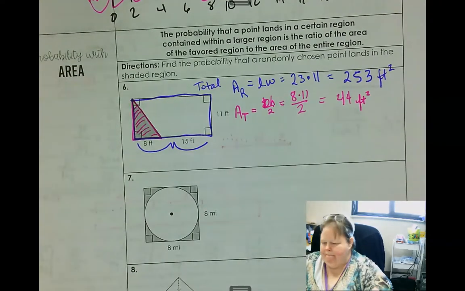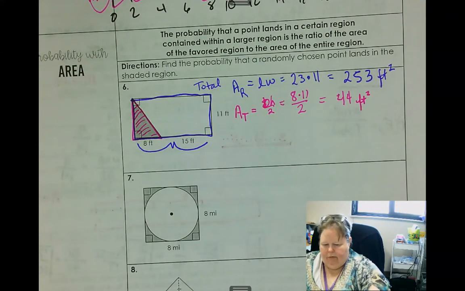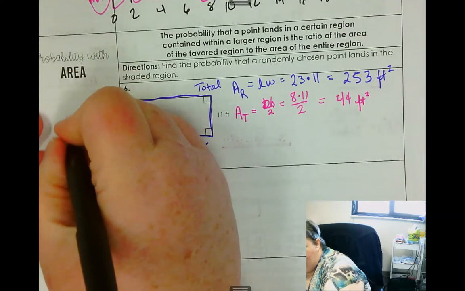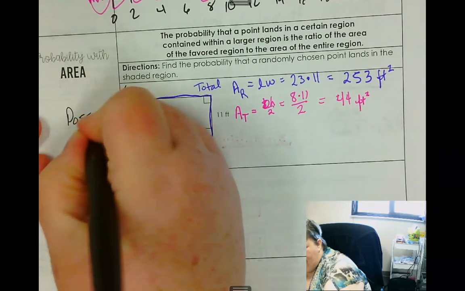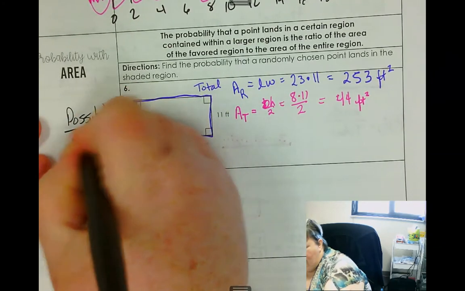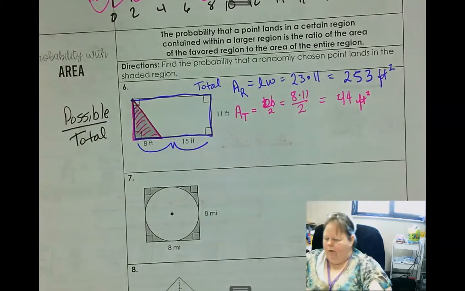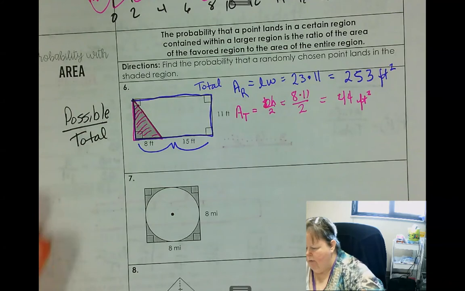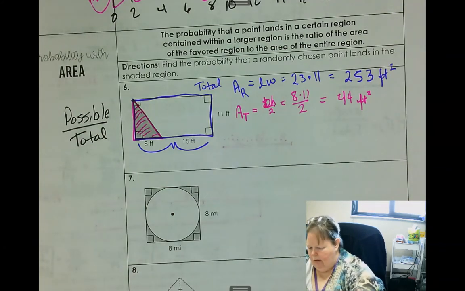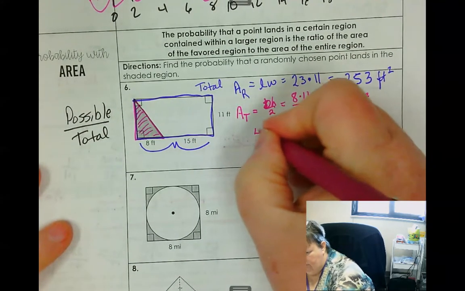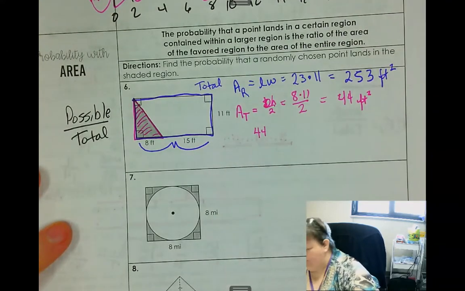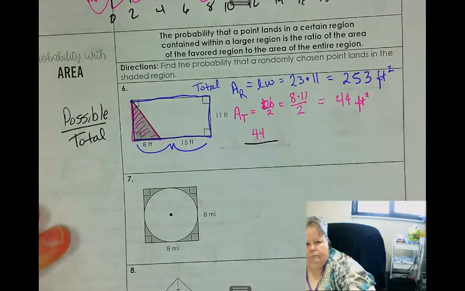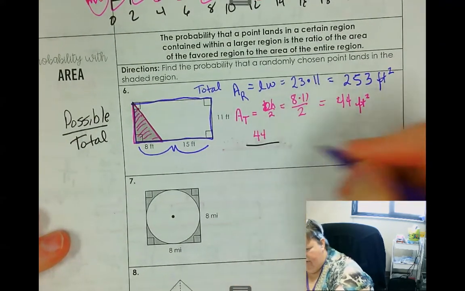All right. So probability, if you remember from the last lesson, is possible over total. In this case, it's going to be the shaded over the rectangle. So we're going to put 44 over 253.